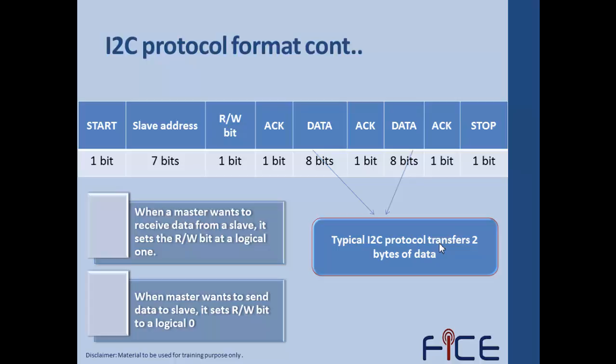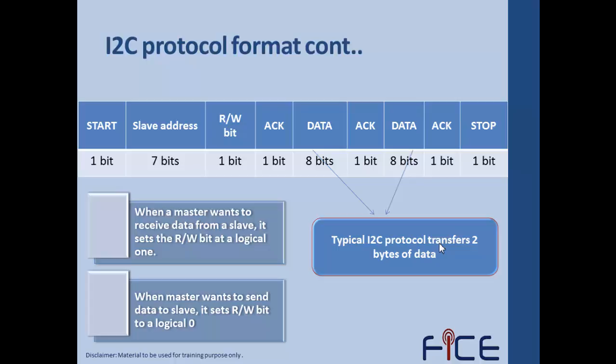Once the same acknowledgement signal has been received by the master device, the master sends a second byte of data to the slave address, or slave device. Again, once the data has been transferred successfully, the slave device generates an acknowledgement signal, and once the master has received the second acknowledgement signal from the slave device, it will generate a stop condition saying that the data transmission has been done successfully.